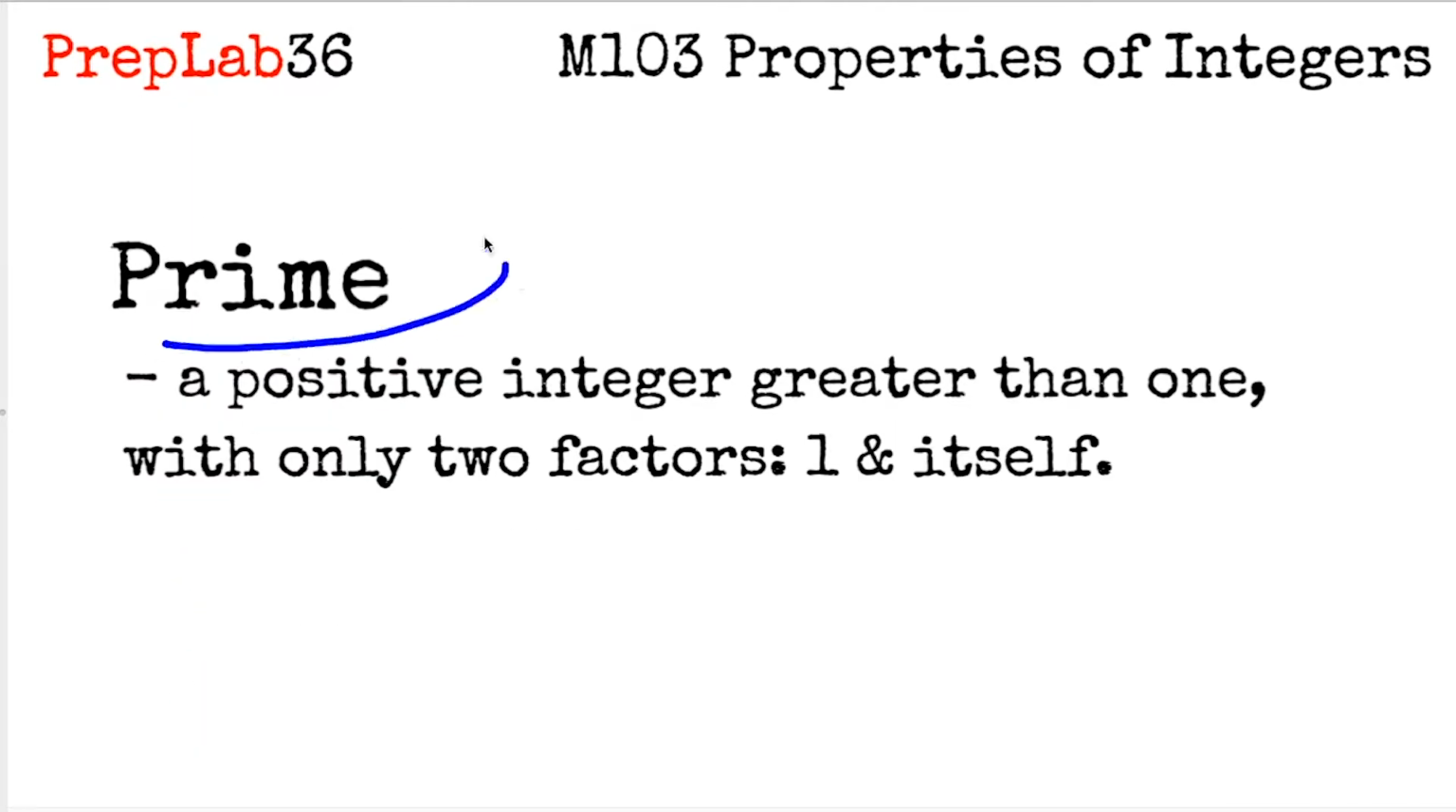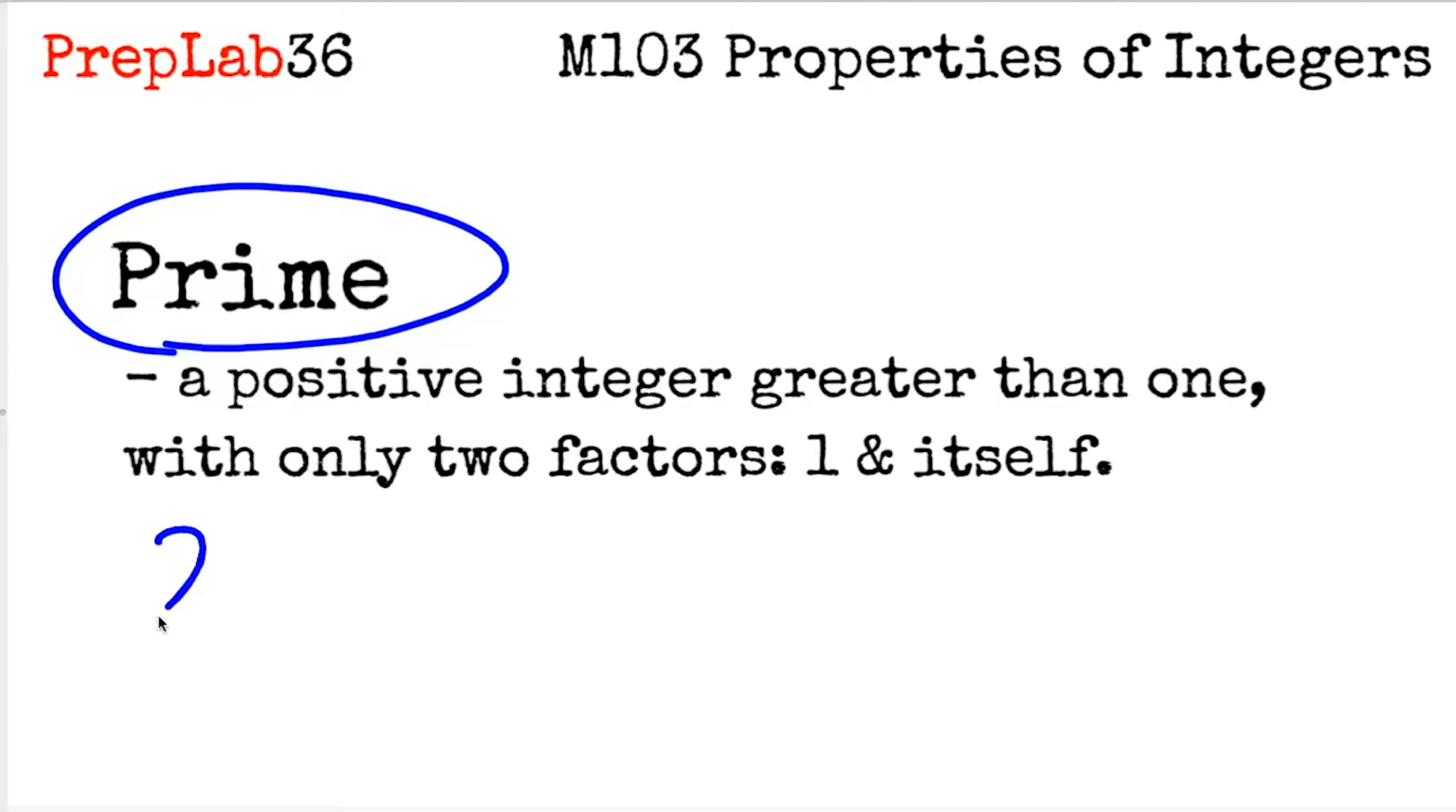Prime. A positive number greater than 1 with only 2 factors, 1 and itself. A prime number must be greater than 1. 1 is not prime. The first prime number is 2, and 2 is the only even prime number. All other even numbers are a multiple of 2.